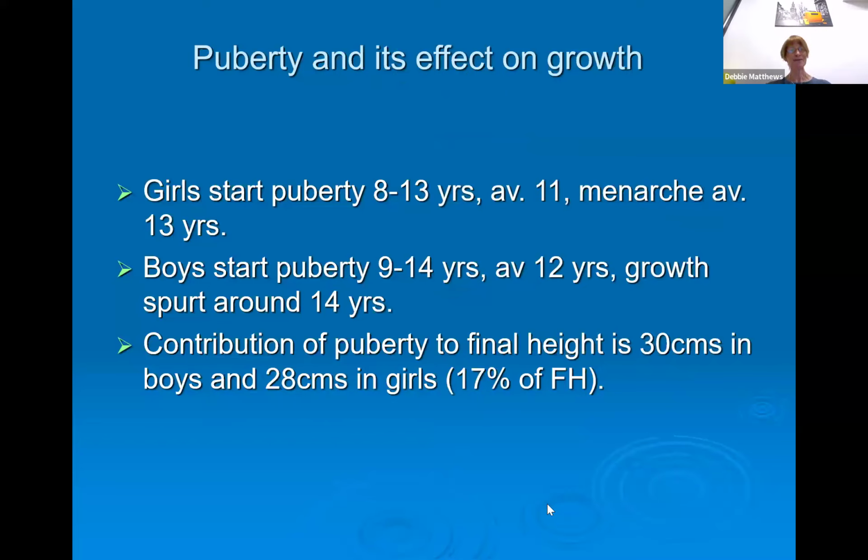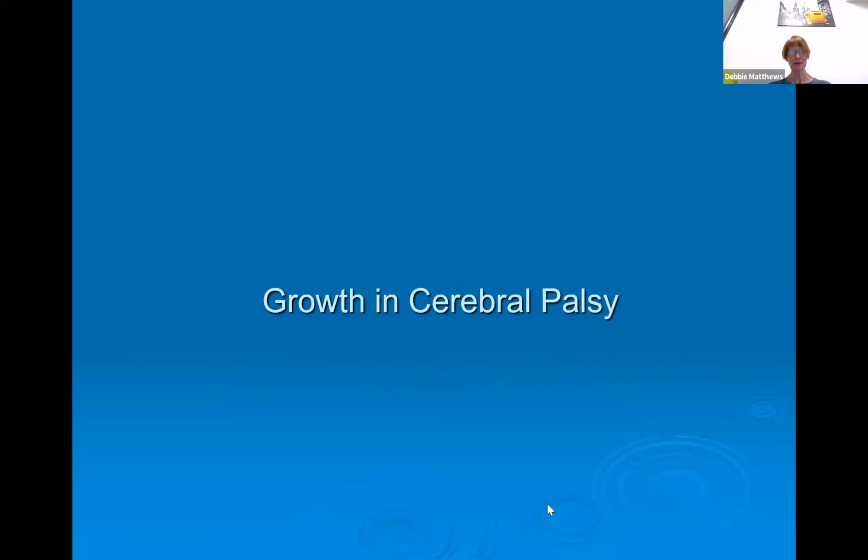So thinking about puberty and its effect on growth, we've got girls starting puberty at average age of 11, but any time between the ages of 8 to 13, with an average age of menarche at 13. Boys starting puberty at an average of 12 years, but with a range of 9 to 14 years. So these are 5 years variation, and a growth spurt with an average of 14 years. And what this amounts to is the contribution of puberty to the individual's final height is 30 centimetres in boys and 28 centimetres in girls. That's 17% of their final height. So a very important part of the growth process.